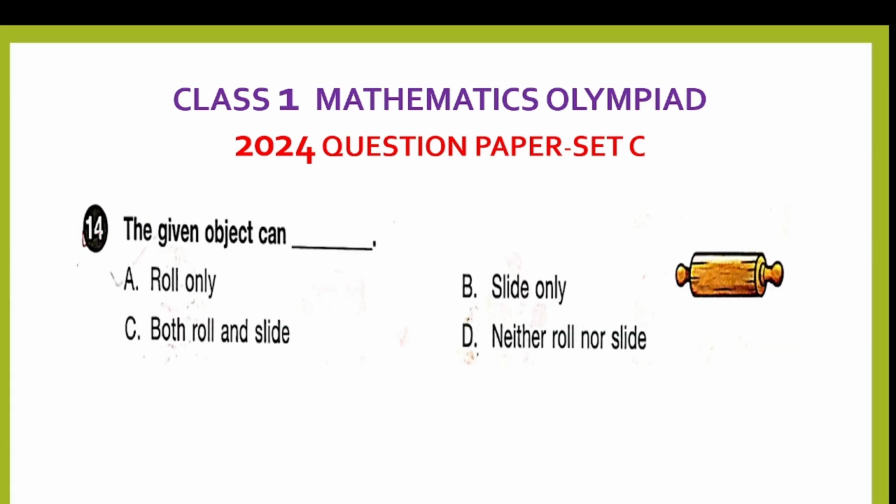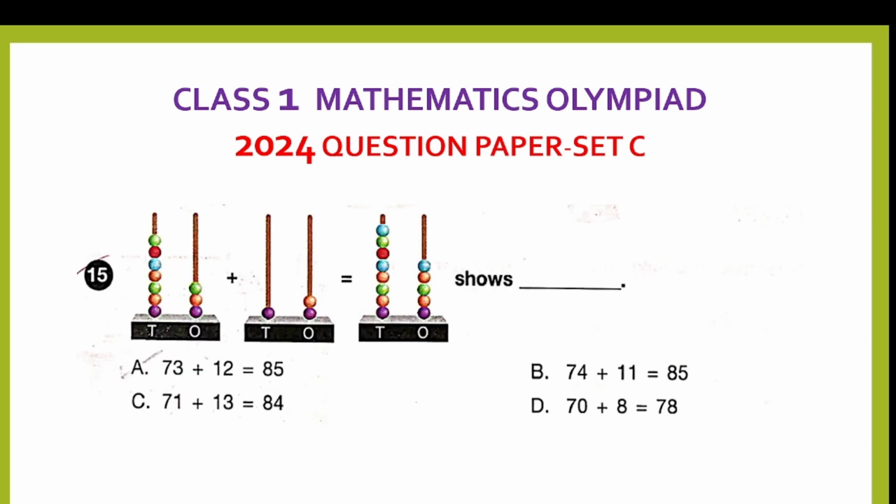Next question. The given object can. So we can see here that this object can only roll. Therefore option A is the correct answer. The given object can roll only. Next one.